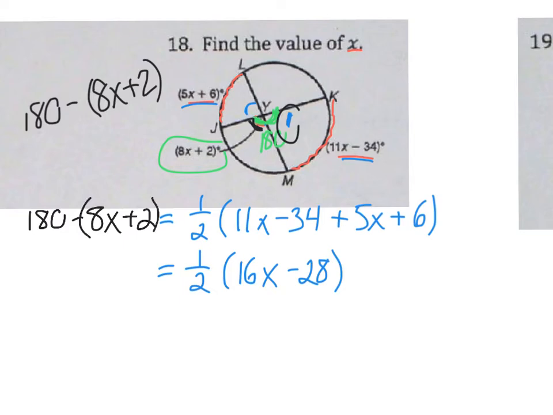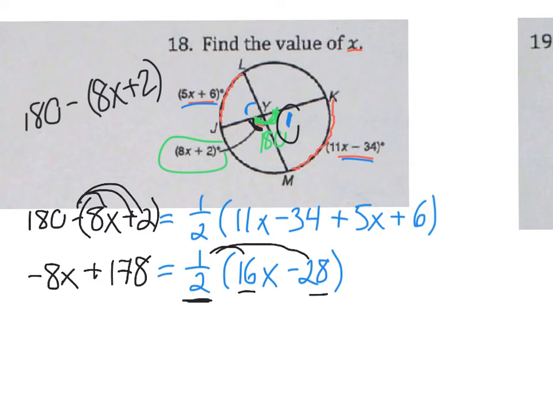Remember your parentheses around here. So once again, I'm going to have to distribute that minus to both terms. Well, that's going to leave me with negative 8x. And then 180 minus 2 gives me positive 178. After that, what we can do is focus on this half right here. So since both these terms are even, I'm just going to multiply it and distribute it out. So I still have negative 8x plus 178, and then I'm going to end up with 8x minus 14.